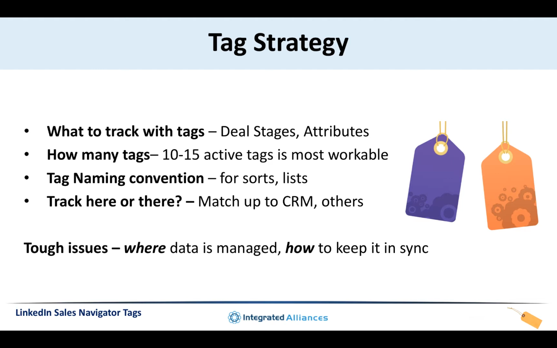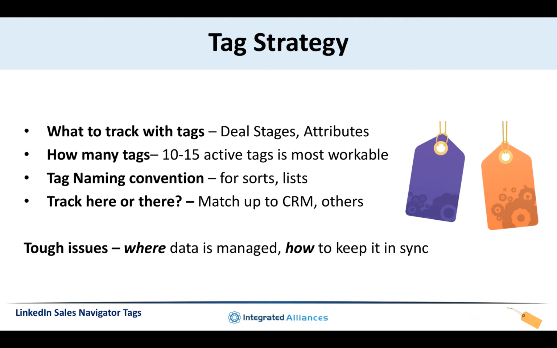First is usually to figure out what you want to track with tags. The most common things, related to CRM systems that we understand so well, are deal stages and attributes, like a large company, or are they a manufacturing firm, things of such nature. Managing with more than 10 or 15 tags is a little bit difficult for a variety of reasons. Try to keep it within that range if you want to use them effectively. And there's a naming convention for them.